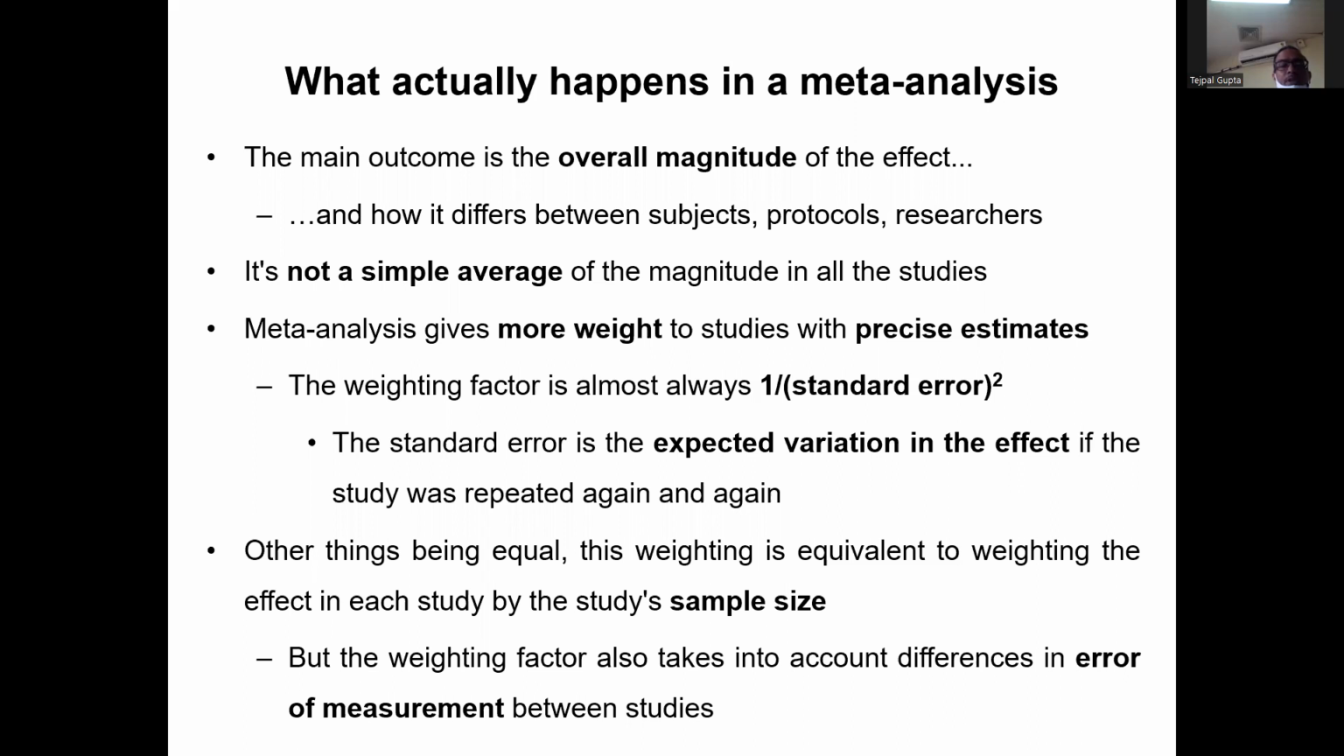Other things being equal, this weighting is generally related to the study sample size. So the larger the sample size, the more weight would be accorded to that particular study in the meta-analysis. But the weighting factor also takes into account differences in error of measurements between studies. So a more precise study would have a higher weight, even if the sample size was less.